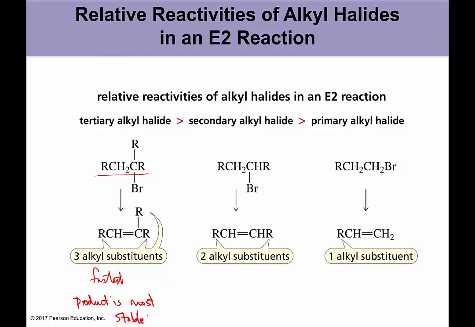And going back to the slide where I mentioned Hammond's postulate, it's the most stable because there's the most substituents on it. For primary alkyl halides, those are the slowest of the elimination reactions. Okay, so to summarize, let's make a summary slide.